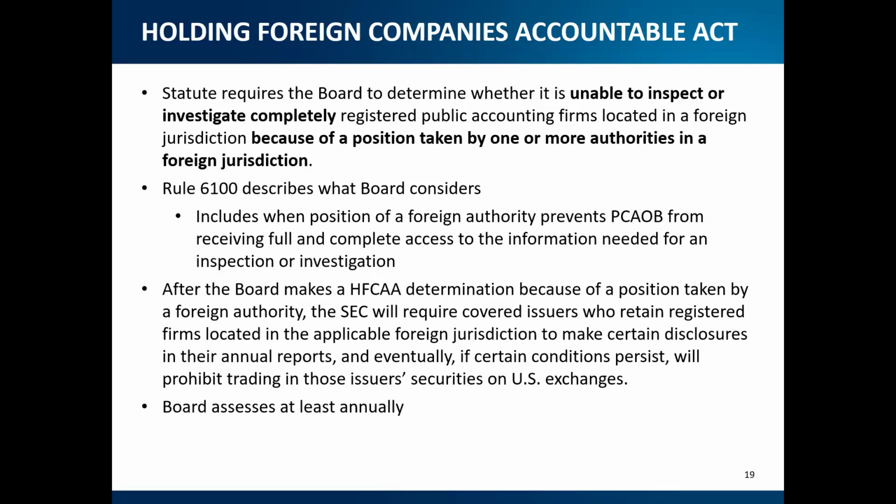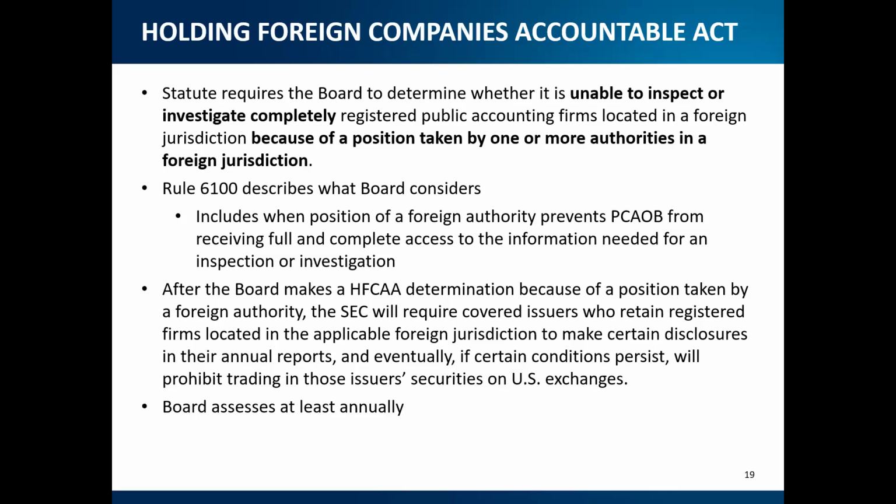While the PCAOB has taken a cooperative approach to working through potential conflicts that may impact a firm's ability to provide information, the U.S. Congress has clearly articulated that the PCAOB must be able to inspect or investigate completely. A law passed in 2020 called the Holding Foreign Companies Accountable Act, or HFCAA, requires the PCAOB to consider whether any inability to inspect or investigate completely a foreign registered public accounting firm is due to a position taken by one or more authorities in a foreign jurisdiction.